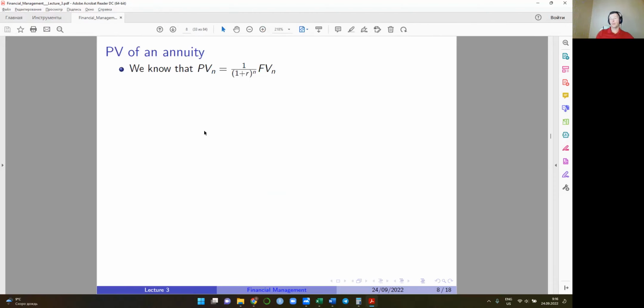So for an annuity, we can also compute present values. We know that in a usual case, present value is connected to the future value with this expression. Now we know how to compute the future value of annuity, right? So nothing differs in this case. If we know the future value of annuity, we must be able to compute the present value of annuity in the following way. So now we just plug the expression for the future value of annuity here.